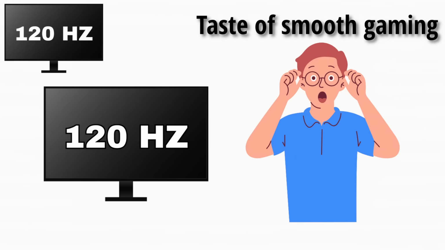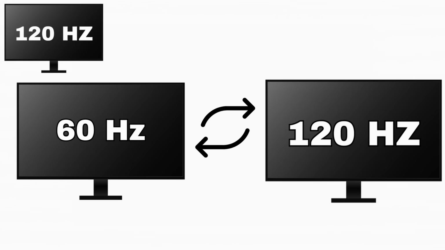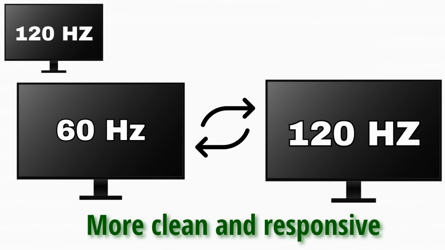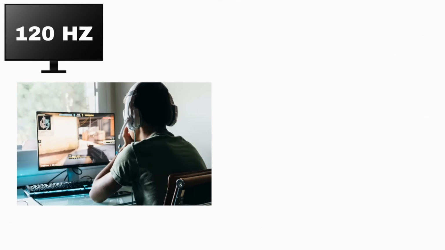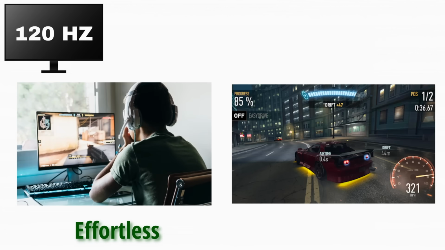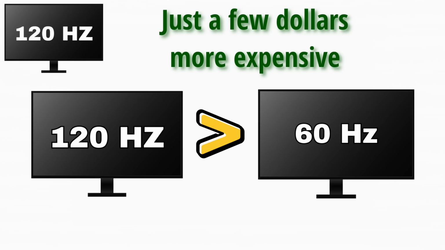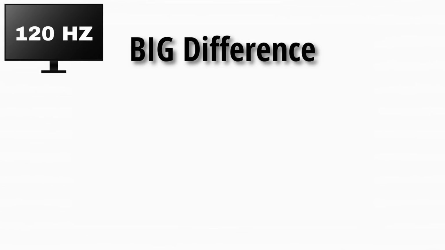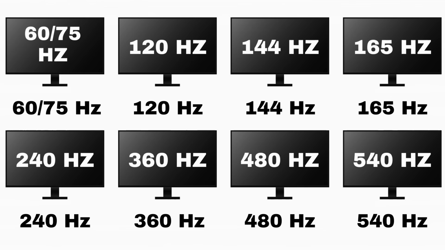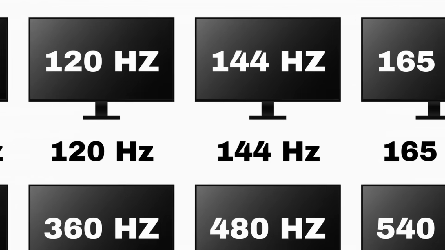A 120 hertz monitor is like getting your first taste of smooth gaming. Once you switch from 60 hertz, you'll notice how clean and responsive it feels. Moving your camera in shooters becomes effortless, racing games feel faster, and everything just feels more alive. And the best part, 120 hertz monitors aren't that expensive anymore. You can grab one for not much more than a standard 60 hertz screen, and the visual upgrade is night and day. Now let's talk about 144 hertz.